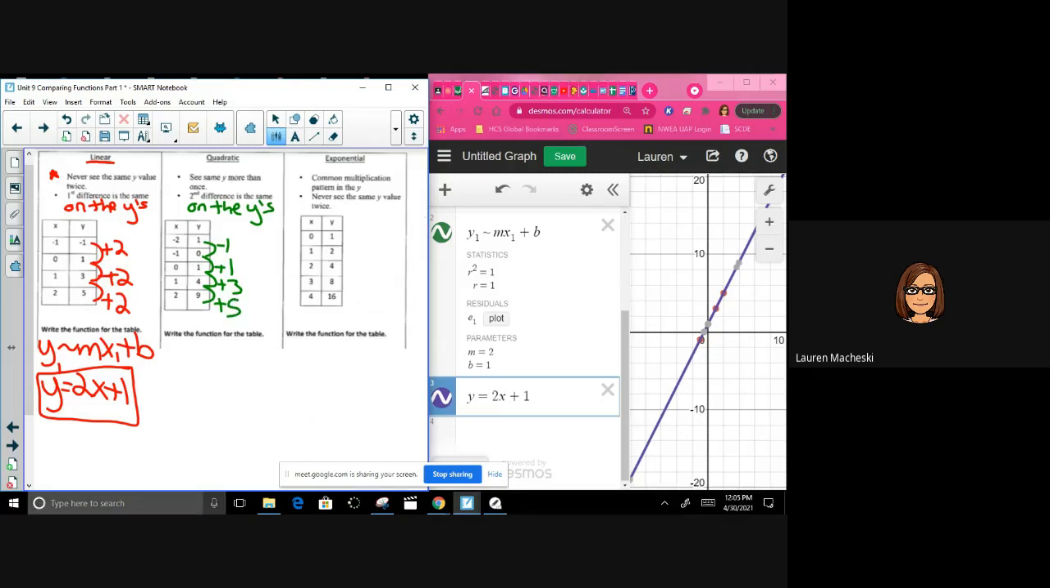The first difference clearly is not the same, right? So it's not linear. The first difference is usually checking to see if it's linear. If it's not the same, check the second difference. What am I doing to go from -1 to +1? Add 2. What about +1 to +3? Add 2. +3 to +5? Add 2. When your second difference is the same, that's when it's quadratic.